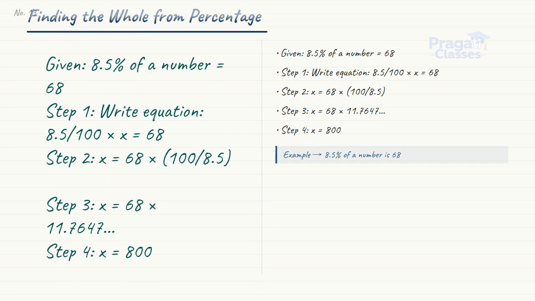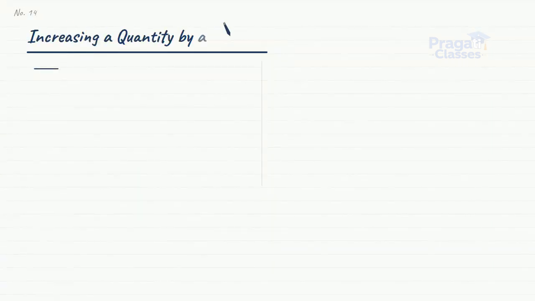We start by writing it as an equation, 8.5 over 100 times that mystery number, let's call it x, equals 68. To get x alone, we flip the fraction, multiply 68 by 100 over 8.5. That gives us 68 times about 11.76, and when you work that out, x turns out to be exactly 800. So 8.5% of 800 is 68. This is what happens when you see a sale sign saying 40% off, you saved $20 and you want to know the original price.